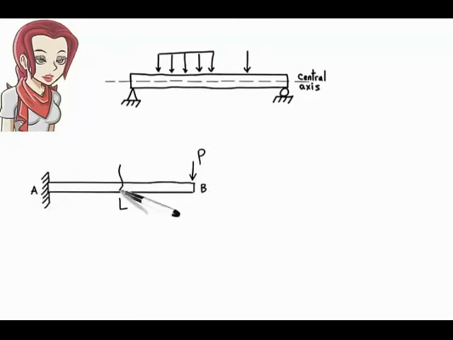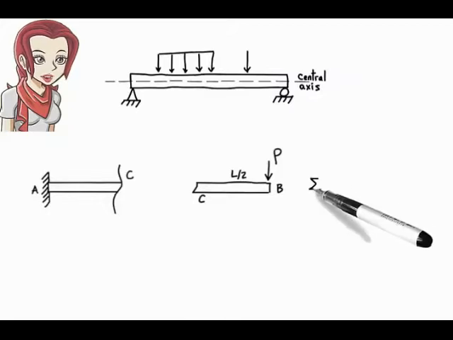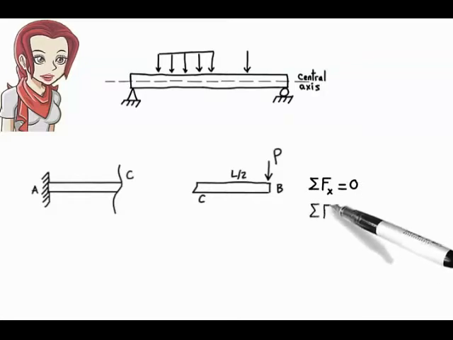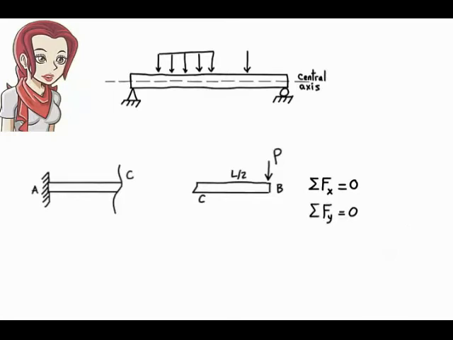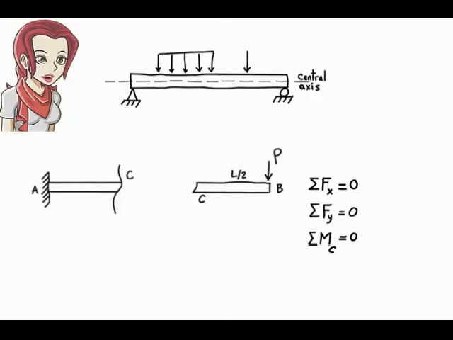Suppose we conceptually cut the beam at its midpoint and choose to examine its right segment. Since the conditions of equilibrium must be satisfied for the segment, then we can write sum of the forces in the x direction must be 0. Sum of the forces in the y direction must be 0. And sum of the moments about, say, point C must be 0. The first equation here is automatically satisfied, since there are no applied loads in the x direction. But how do we satisfy the second and third equations?